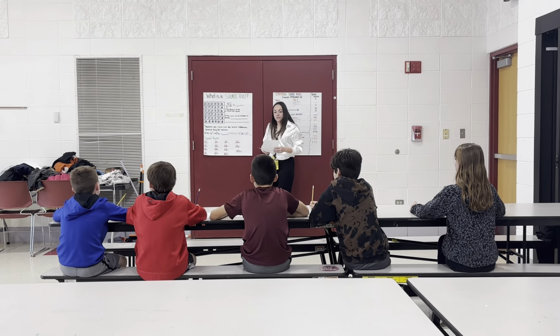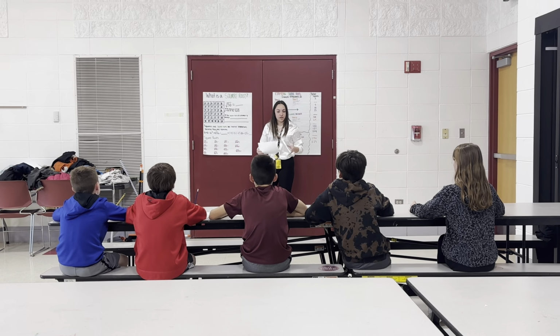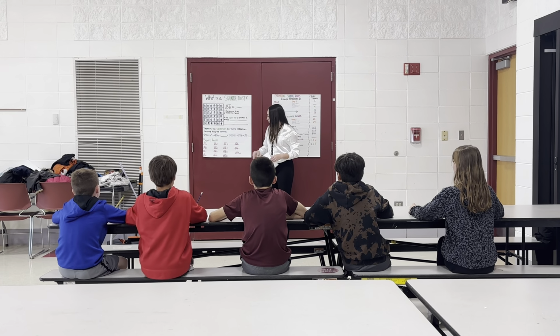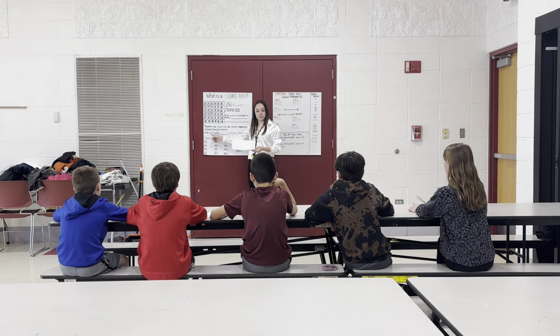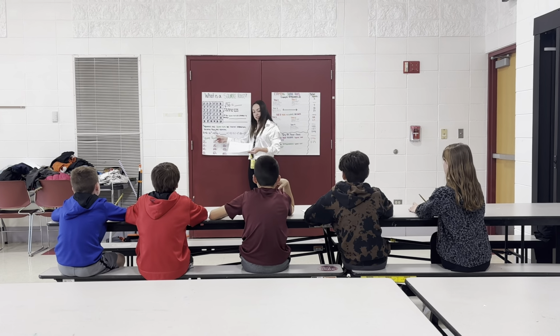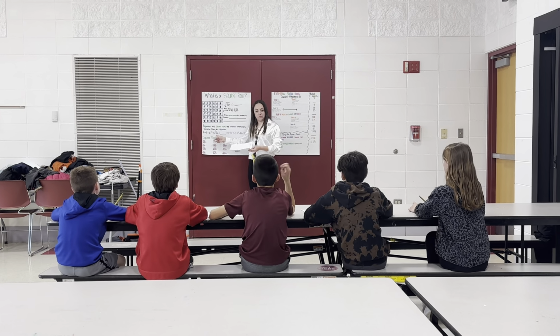Squares and square roots are inverse operations, like addition and subtraction are inverse operations of each other, just because they're opposites. So 6 times 6 is the same thing as 6 squared, which is the same thing as 36. So the square root of 36 would be 6.